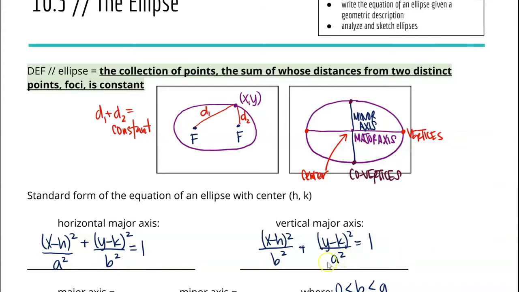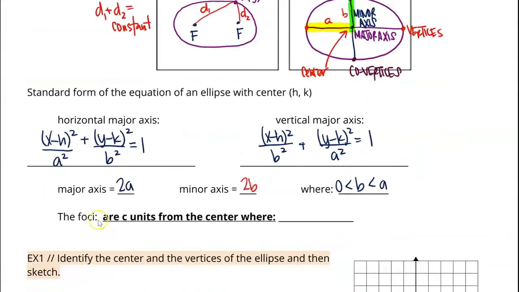Okay, and that a value is going to give you the length of the major axis. So the major axis is 2 times a. So the distance from the center to a vertex is going to be a. Then the distance from the center to a covertex is going to be a b value. So the whole minor axis has a length of 2b. Oh, and then the foci. The foci are c units from the center, and c squared is going to equal a squared minus b squared. So that length will come from those numbers.